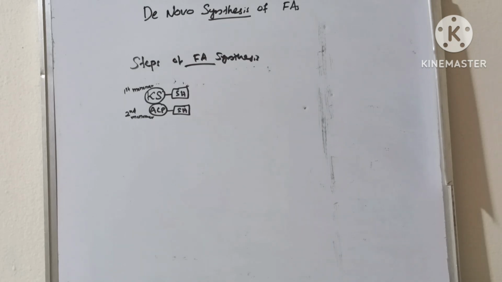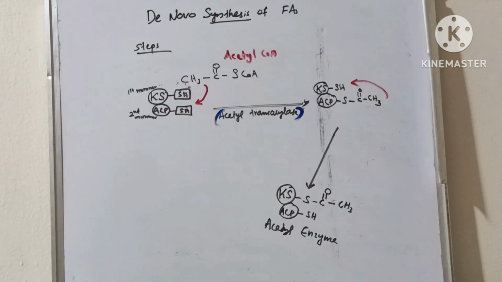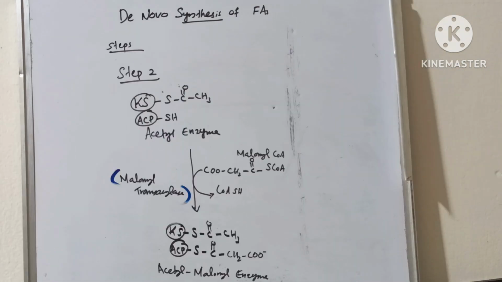Step 1 is addition of acetyl group to acyl carrier protein by the enzyme acetyl transacylase. Here this is a fatty acid synthase which has ketoacyl synthase of first monomer and acyl carrier protein of second monomer. Here acetate group of acetyl-CoA molecule is transferred to the SH group of acyl carrier protein by the enzyme acetyl transacylase and forms a temporary molecule. From here, acetyl group is transferred to the SH group of ketoacyl synthase and there will be formation of acetyl enzyme. So that is step 1.